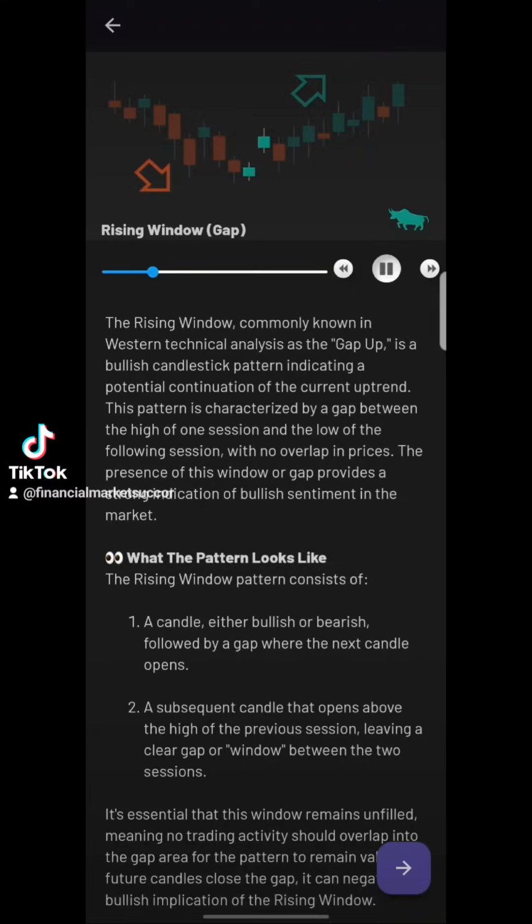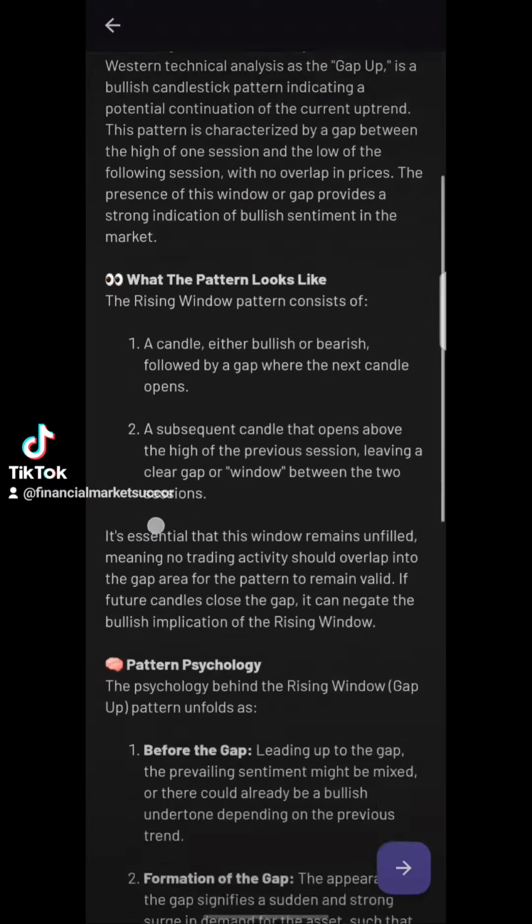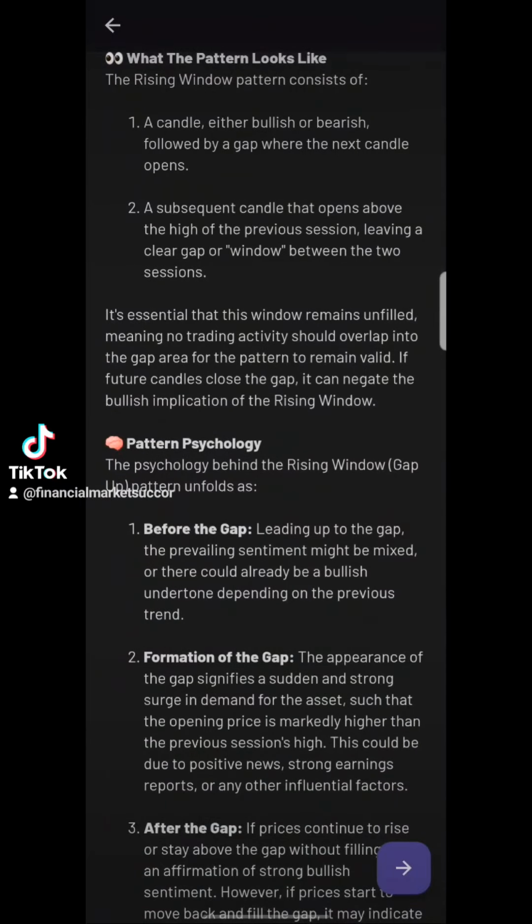What the pattern looks like. The rising window pattern consists of a candle, either bullish or bearish, followed by a gap where the next candle opens. A subsequent candle that opens above the high of the previous session, leaving a clear gap or window between the two sessions. It's essential that this window remains unfilled, meaning no trading activity should overlap into the gap area for the pattern to remain valid. If future candles close the gap, it can negate the bullish implication of the rising window.